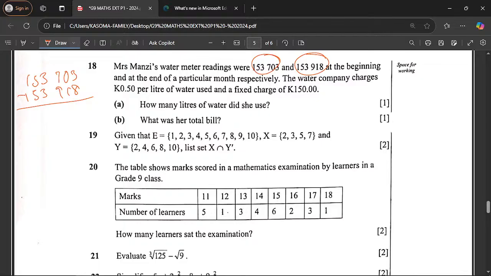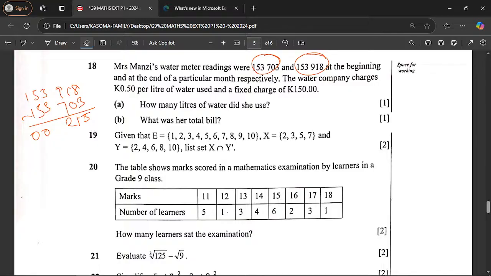Sorry, excuse me, this is not the way it should be. This number is the one that should be at the top: 153,918 minus 153,703. Then 8 minus 3 gives us 5. Then 1 minus 0 gives us 1. 9 minus 7 gives us 2. Then these give us 0, 0, 0, 0, which we don't write.